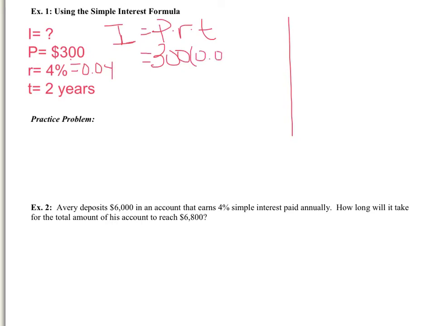4% as a decimal, and then the time is 2 years. Since it's in years, I just get to use the number 2. Now, I just multiply those 3 numbers together. So when I take 300 times 4 hundredths times 2, I get $24. So what that means is if I put $300 in my savings account at 4% interest for 2 years, I'm going to make $24 on that $300.